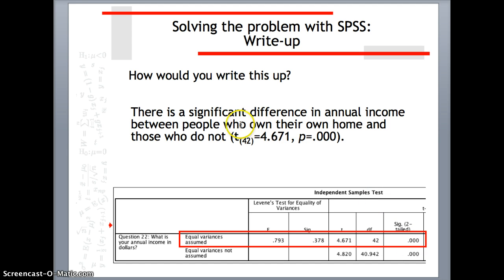Okay, and here's the actual write-up. So that's your independent samples t-test. It's as easy as that. I'm going to do it for you very quickly with SPSS. I have to move things around a little bit to make it fit a little better. So give me 1 second.